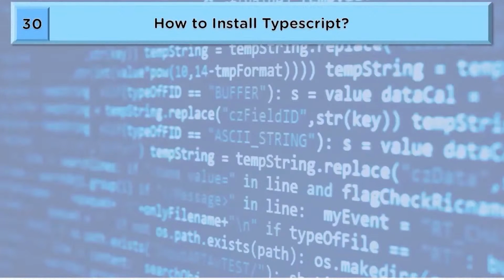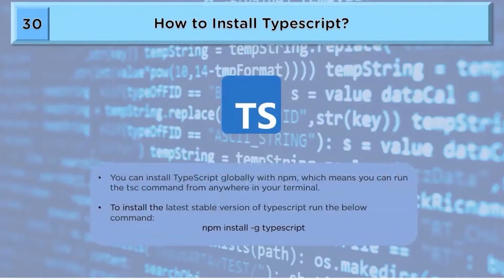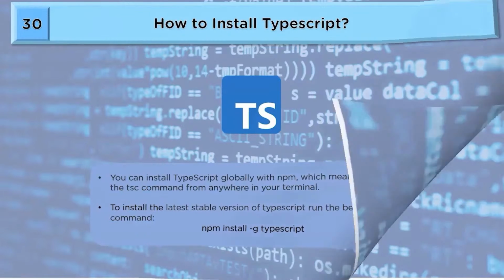How to install TypeScript? TypeScript is a JavaScript programming language for use in applications. TypeScript extends JavaScript with optional types that support tools for large-scale JavaScript applications in any browser or any host on any other operating system. To install TypeScript globally with Node Package Manager, which means you can run the TypeScript command from anywhere in your terminal. To install the latest stable version of TypeScript, we just need to run the command npm install -g typescript. This will install the latest version of TypeScript.